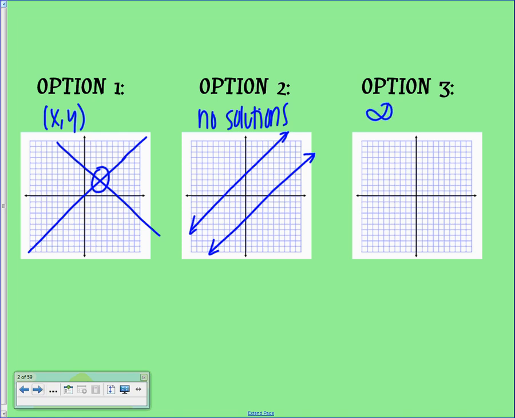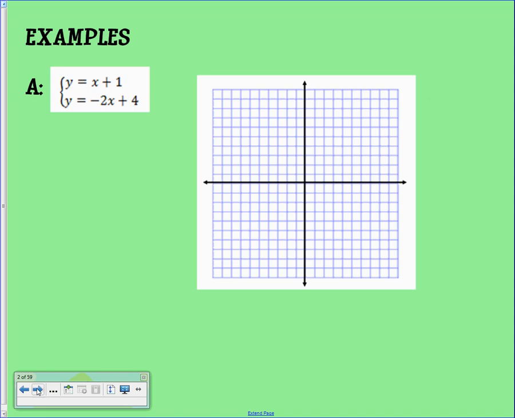Option 3 was infinite solutions. You can write infinite instead of writing the little infinity sign if you want. So I've got one place where they intersect, none when they're parallel. So infinite, meaning that everywhere is the exact same, meaning that this line and this line are overlapping. So they're the exact same line, just in a different form. So those are your three options, and we'll take a look at some of these examples.